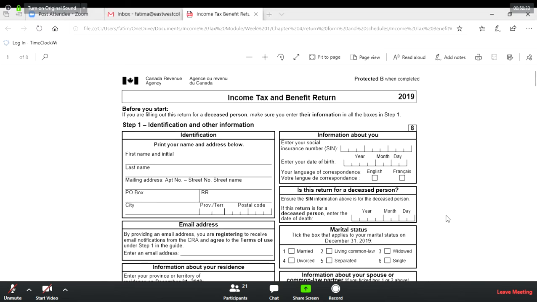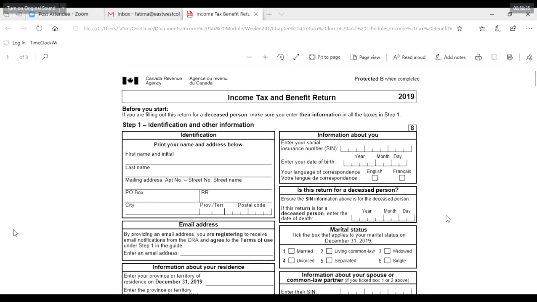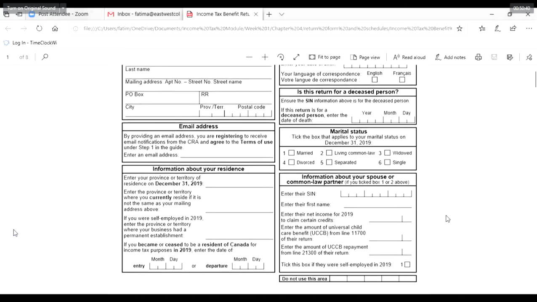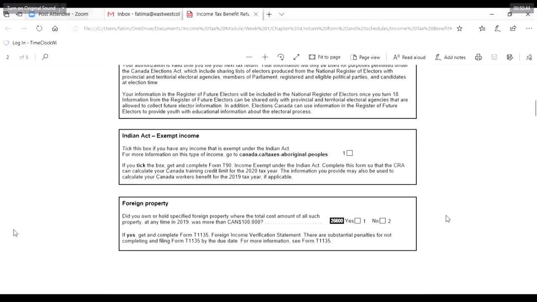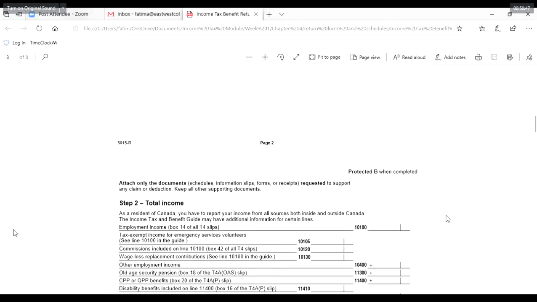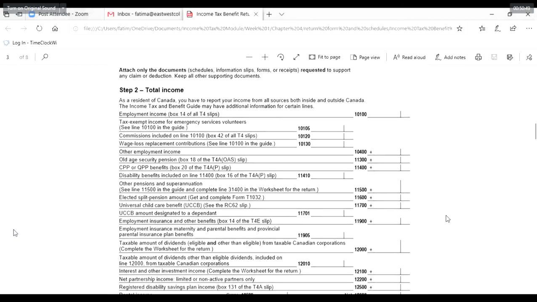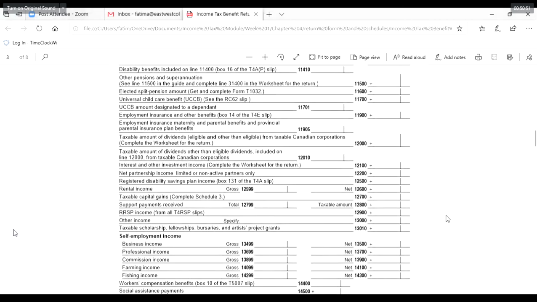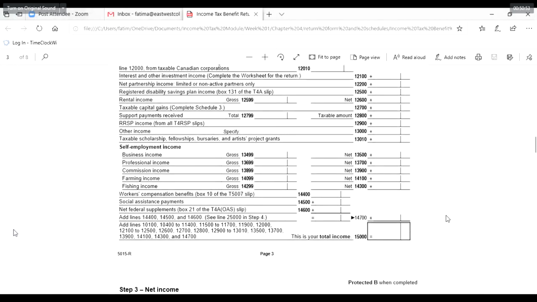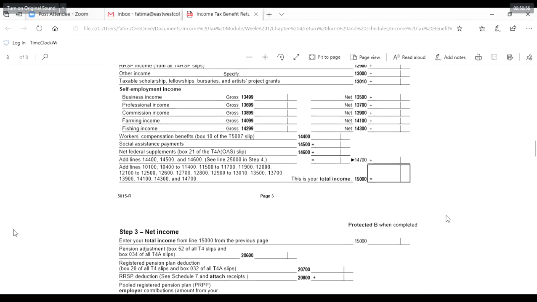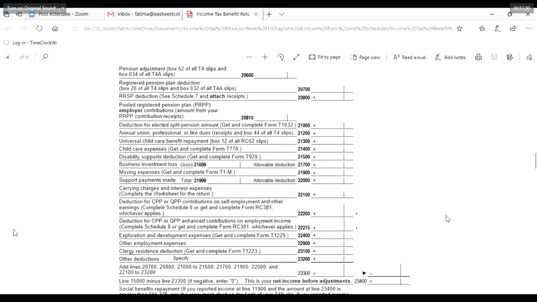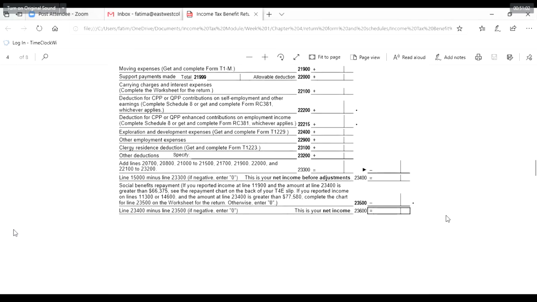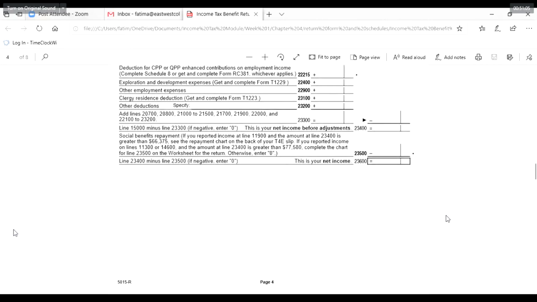Okay, so this is the income tax return form, the Income Tax and Benefit Return form. The first part is all about information, and you need to be very careful about the information you fill in, guys. It's very important. Then there will be total income, where you fill in employment income and all other income, and work-related deductions. And then there is net income. Still, there are some parts you can claim, the deductions.